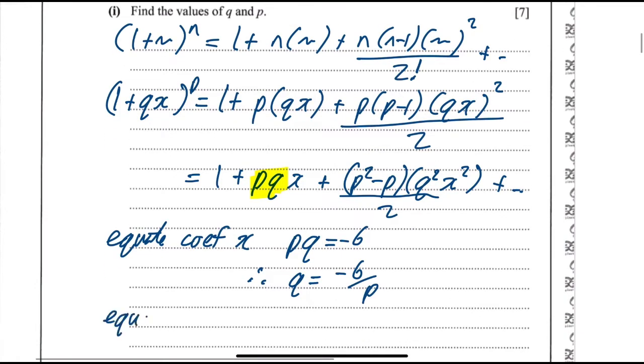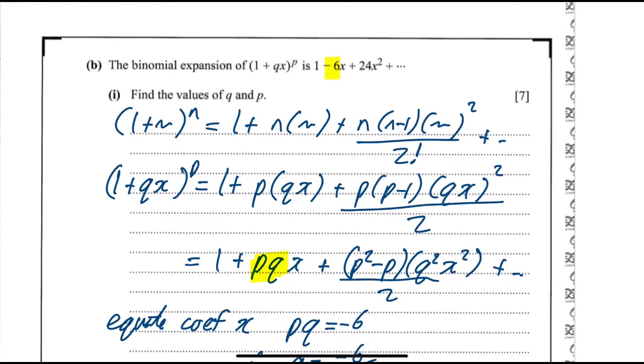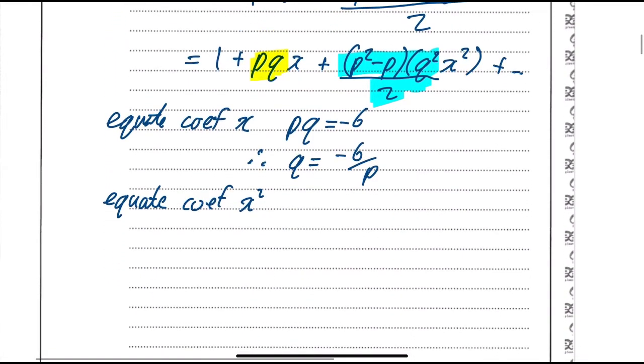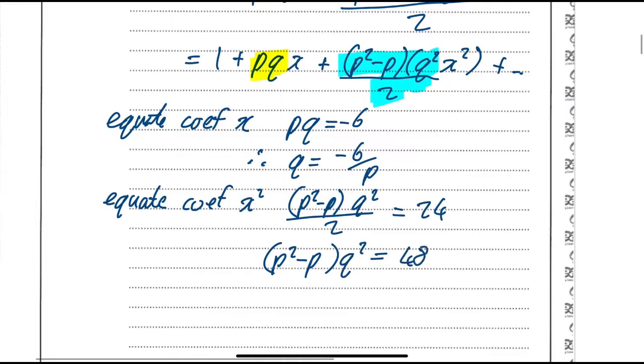Also, we want to equate the coefficients of x squared. So in blue, you'll do them. In x squared, coefficient of x squared, we have plus 24 is going to be equal to this thing, all over 2. So it's a mess, but let's look at it and see. So what have we got? We've got p squared minus p, all times q squared, all divided by 2 is equal to 24. That's tidied up a wee bit. That's p squared minus p times q squared is equal to 48.